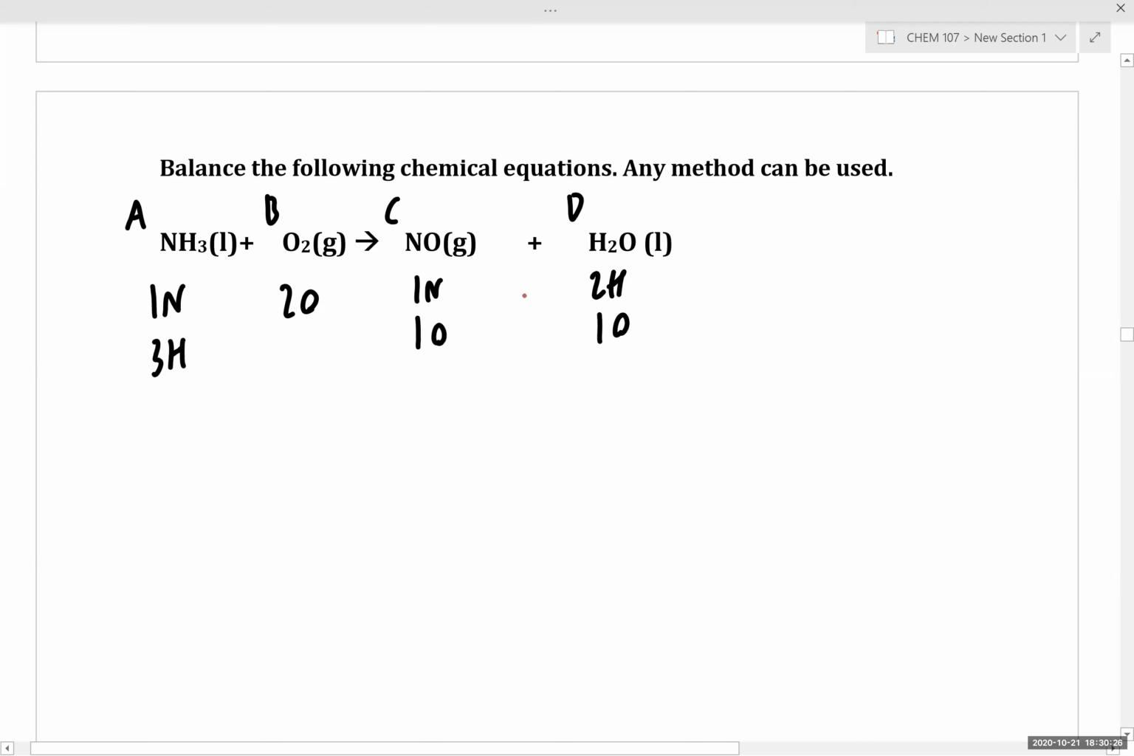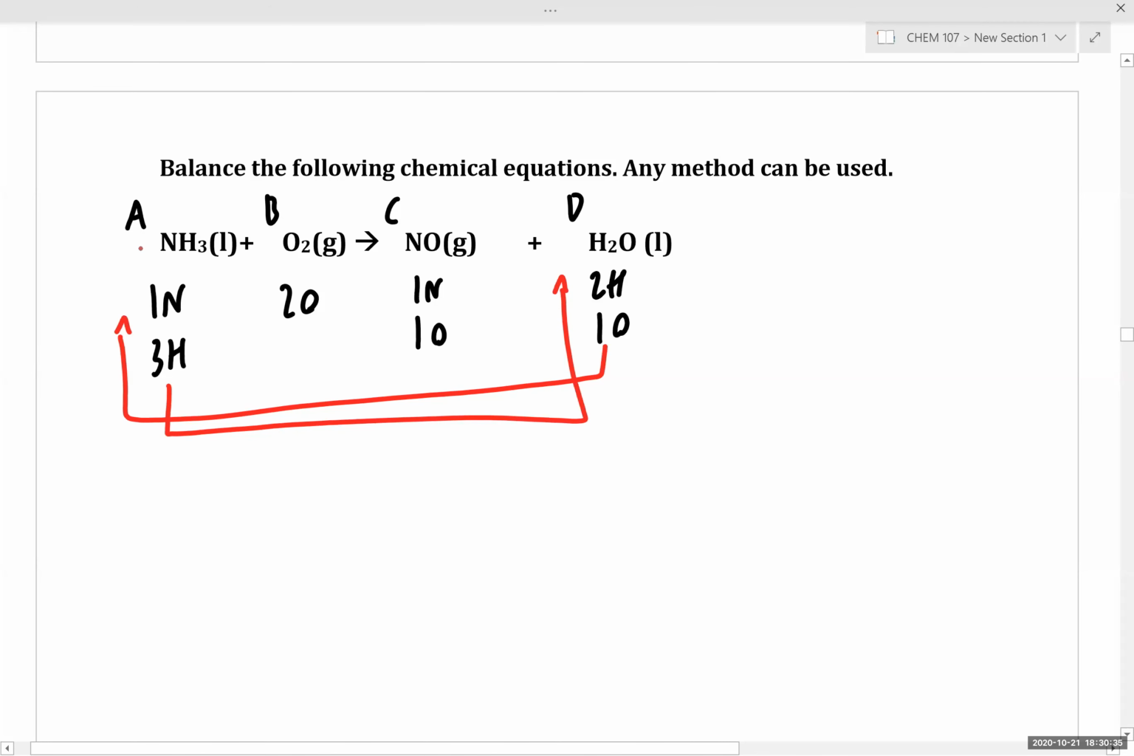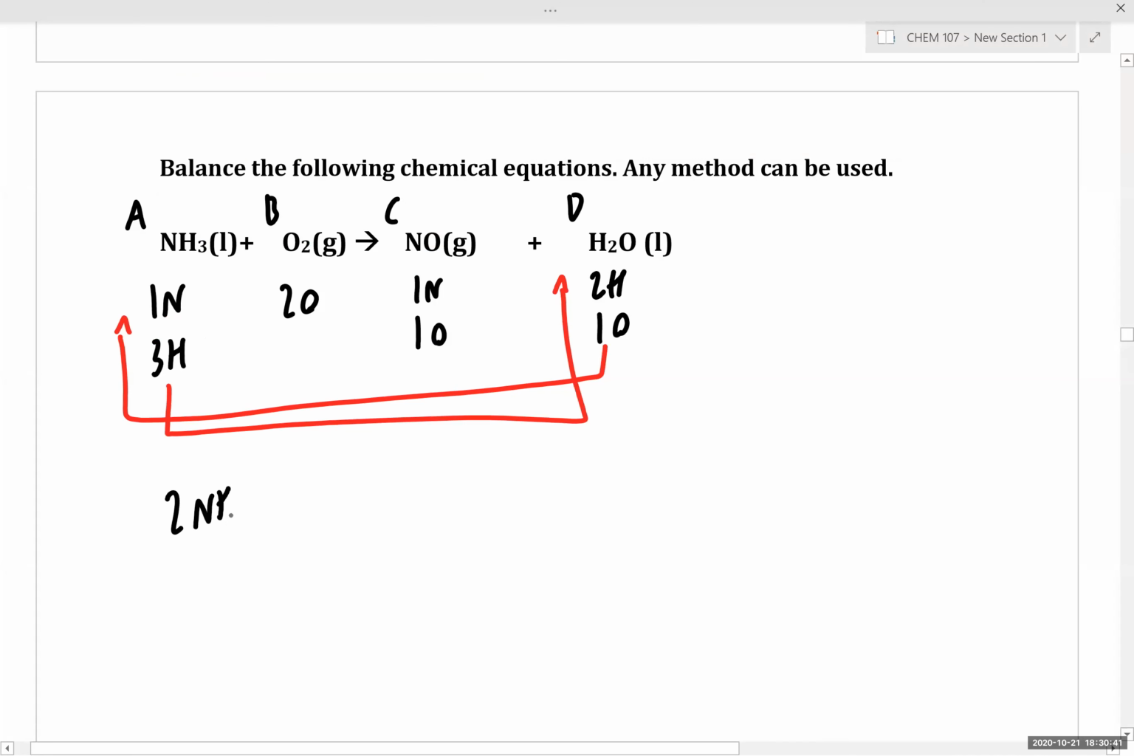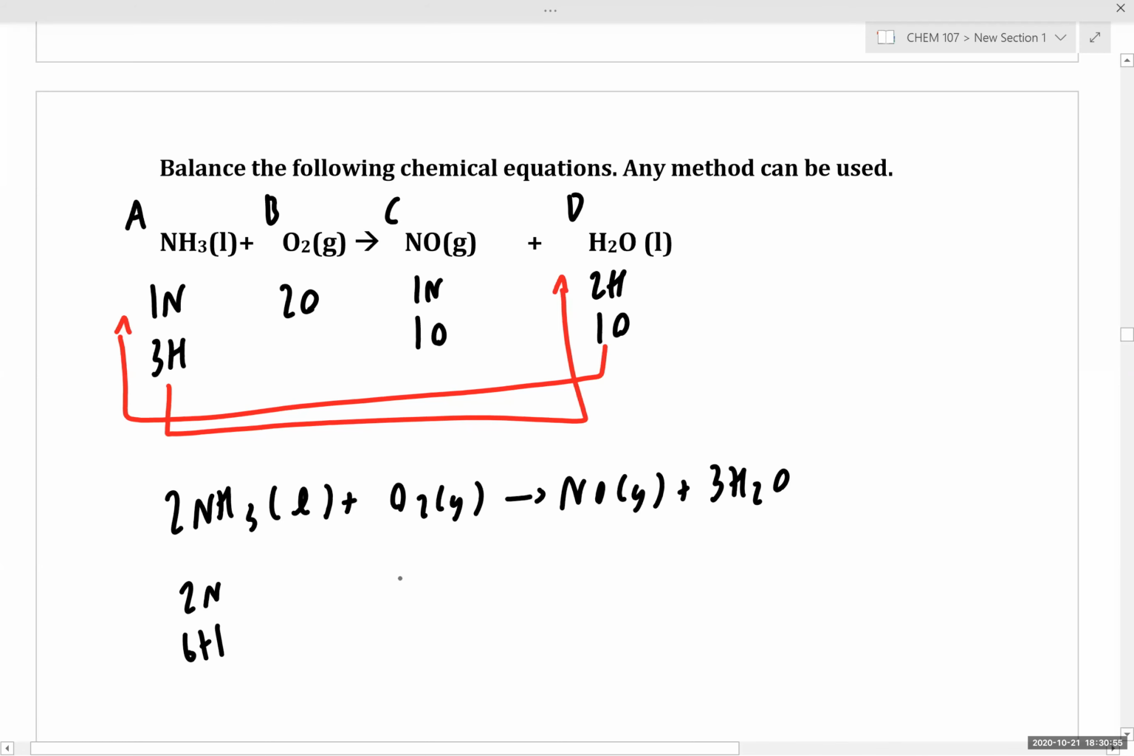Hydrogen is not balanced. So what we're going to do is we're going to use the least common multiple method to balance hydrogen. So that gives us the following first adjustment for our coefficients. So we have 2 ammonia plus oxygen gas leads to nitrogen monoxide gas plus 3 H2O. Now we're not quite done because we have 2 nitrogens, 6 hydrogens, and 2 oxygens on the left. And we have 1 nitrogen, 1 oxygen, 6 hydrogens, and 3 oxygens on the right.